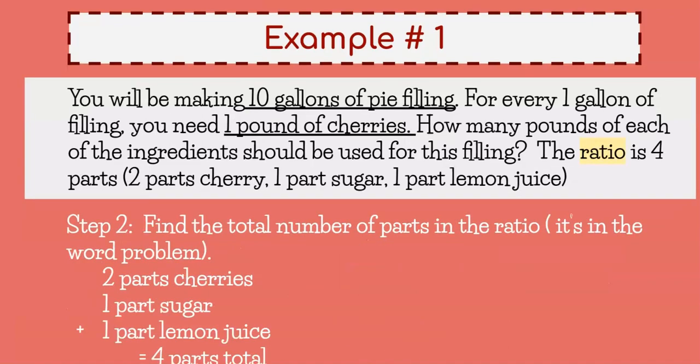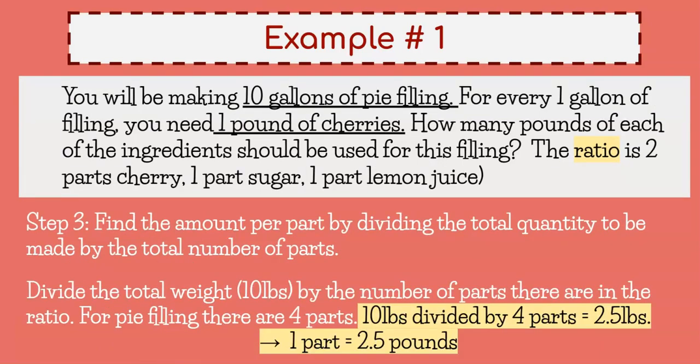Step number 2, find the total number of parts in the ratio in the word problem. If it's given, the ratio is 4 parts. So you need 4 total parts: 2 parts cherry, 1 part sugar, 1 part lemon. So you need 4 total parts. We're going to use that right now.